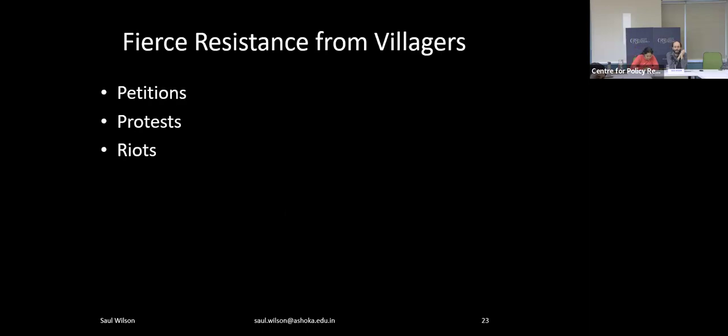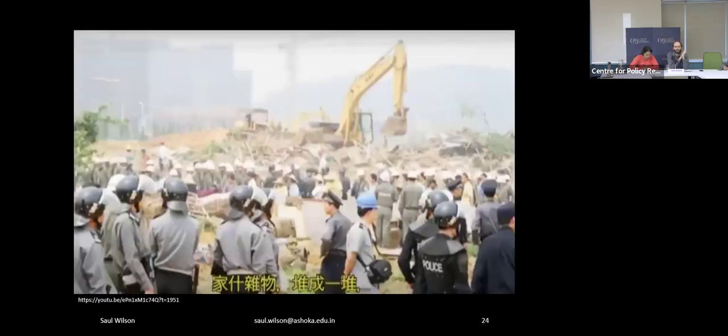And these peri-urban villagers resist fiercely. They are not happy to discover that their land is extremely valuable and that they're given a pittance in compensation. They start to file petitions with local government and then national government demanding higher compensation. They launch protests, and they even engage in riots. So if we go to the next slide, you can see one of the more famous riots from Guangzhou.